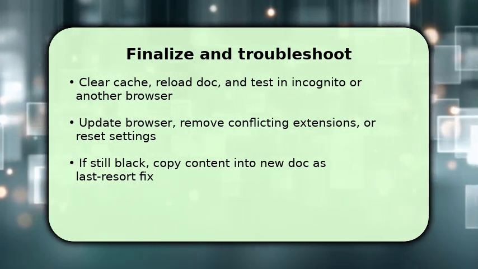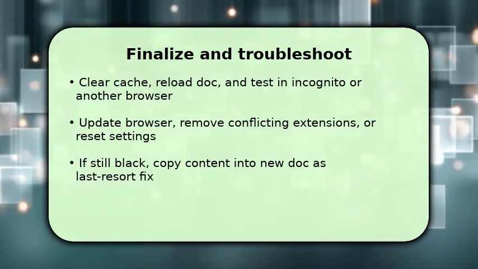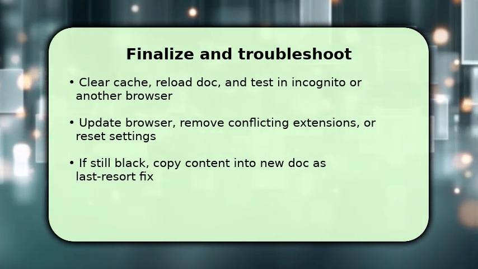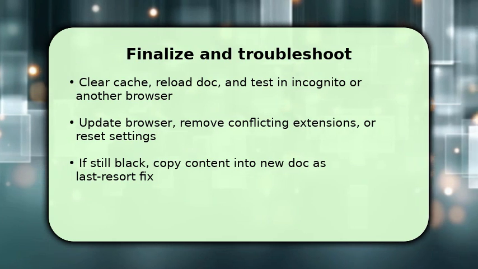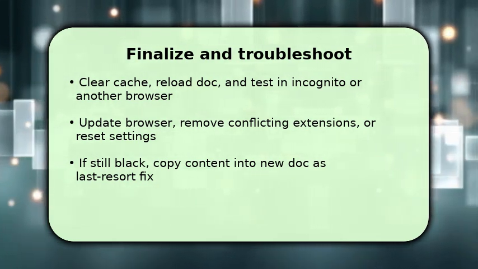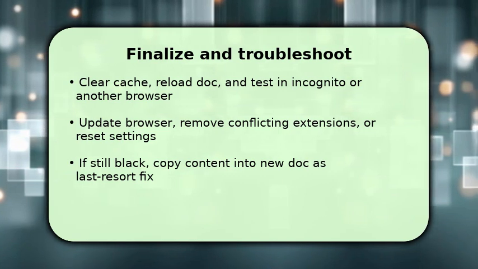Make sure your browser is updated and remove any extensions that conflict with page rendering. If a stubborn black background remains, copy-paste content into a new Google Doc. That often strips hidden styling. One key troubleshooting tip: if changes don't apply, try disabling extensions first. Most dark background problems come from theme or extension interference.